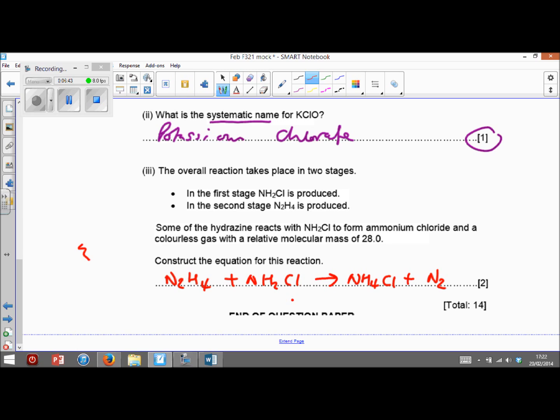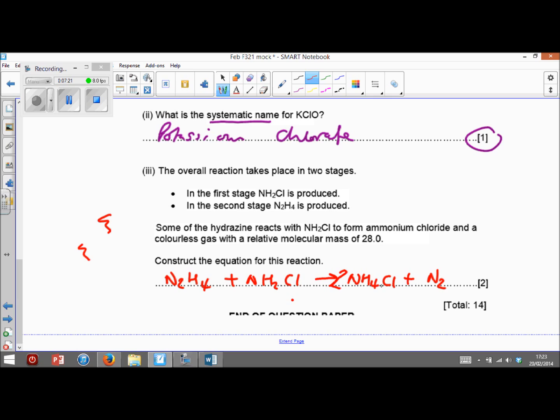And then the last thing we had to do was balance this equation. So on this side here, we've got 2, 3 nitrogens. This side we've got 3 nitrogens, so that's fine. 4, 5, 6 hydrogens on this side, but we've only got 4 on this side. Cl here we've got 1, Cl here we've got 1. So the easiest thing to do is to get your hydrogens into 8.